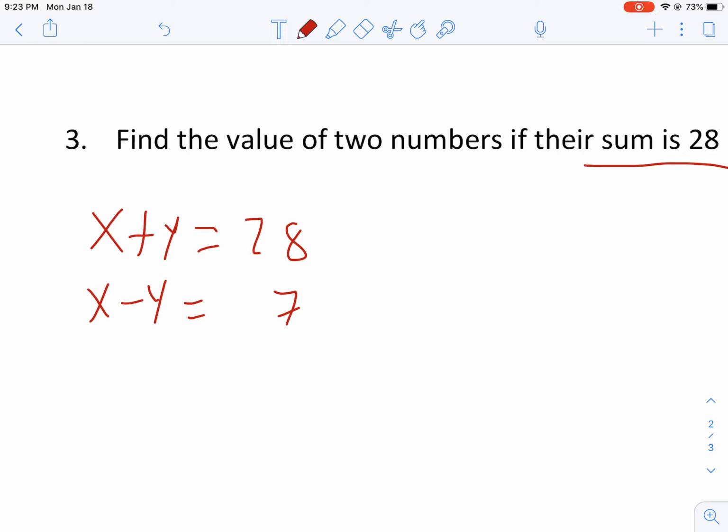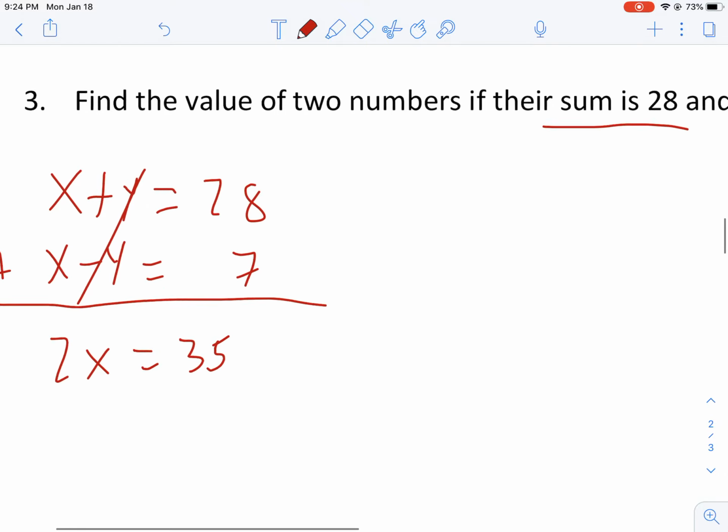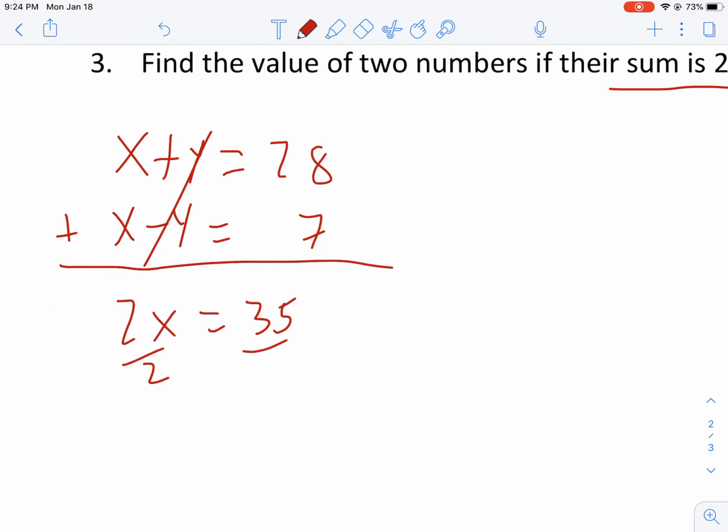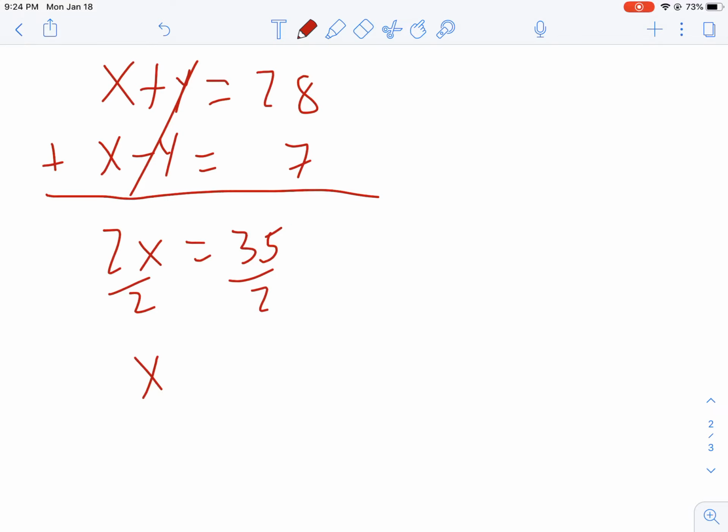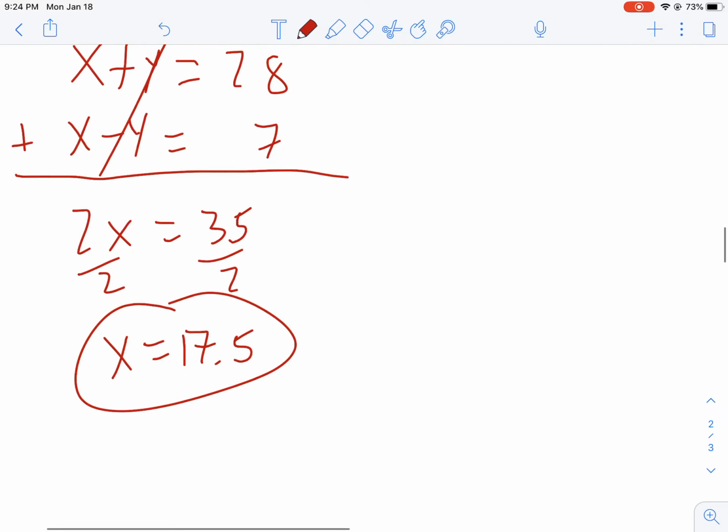And already this is really easily set up for elimination. You can add them right away. That's going to go away. So we've got 2x equals 35. Divide by 2. Then this is actually a decimal, so I did a bad job designing this question, but it's okay. x equals 17.5. So that's our first number.